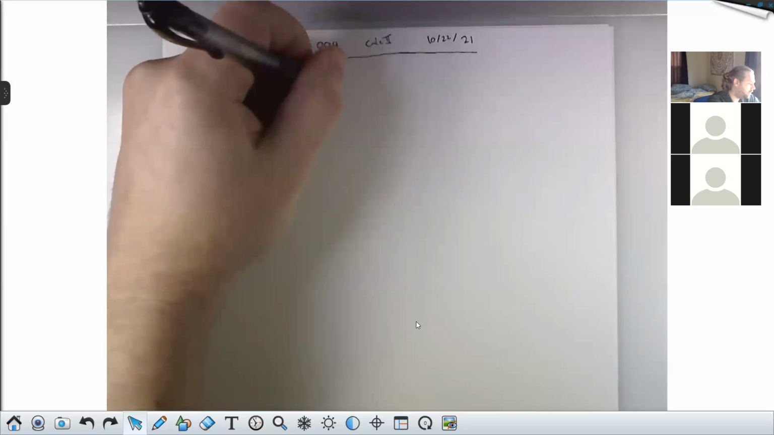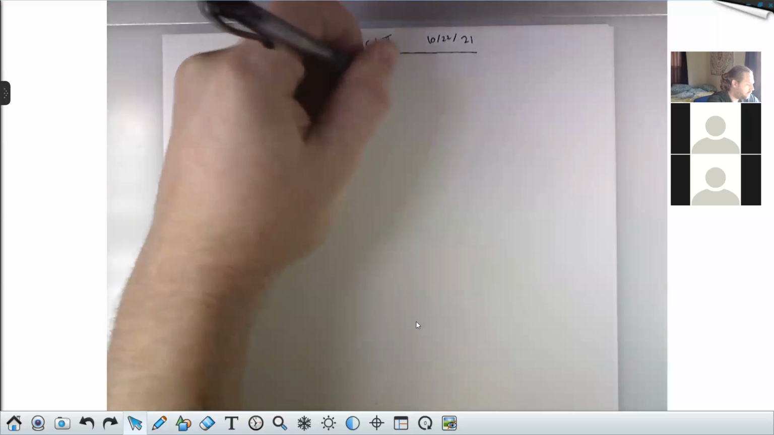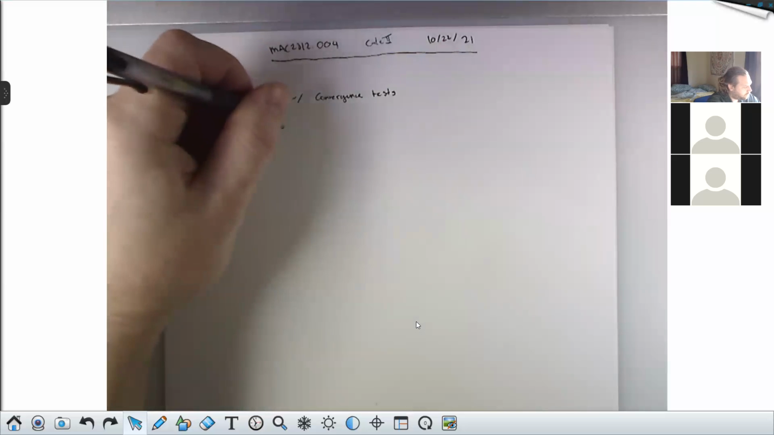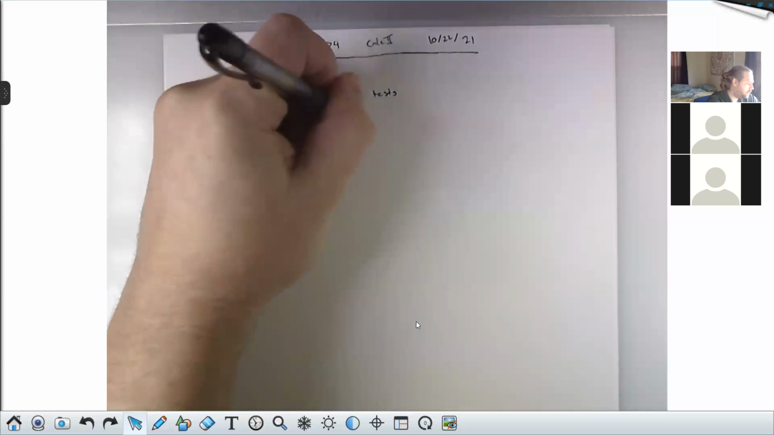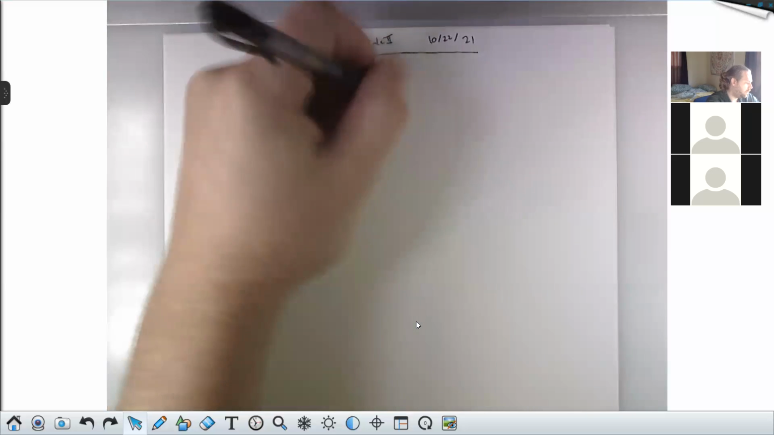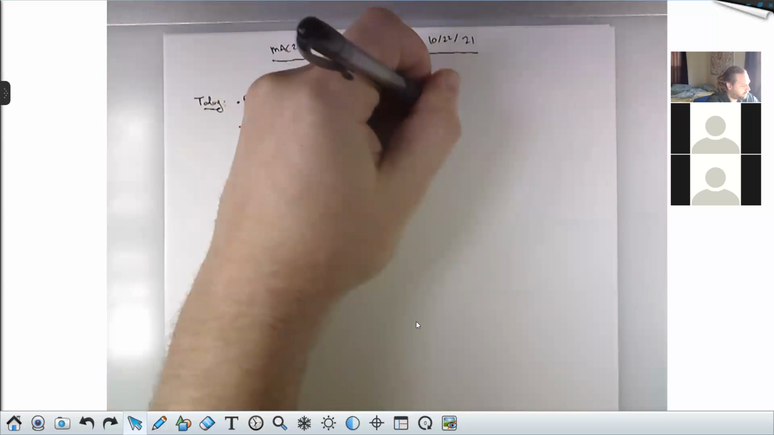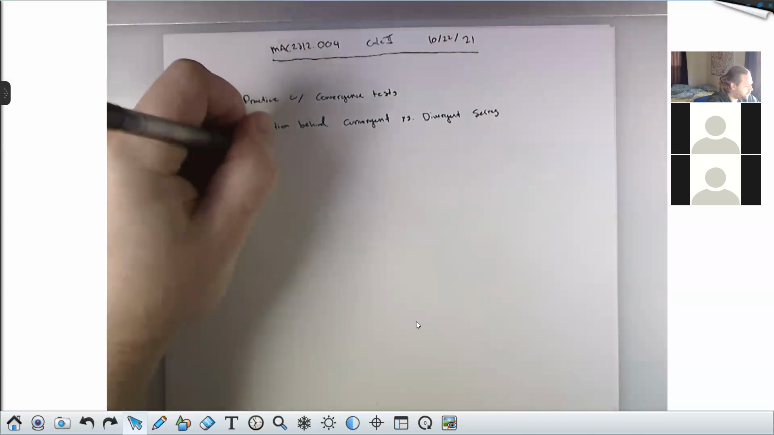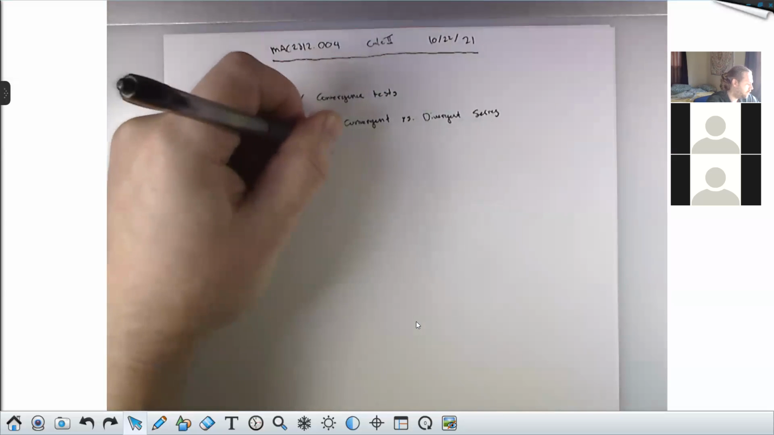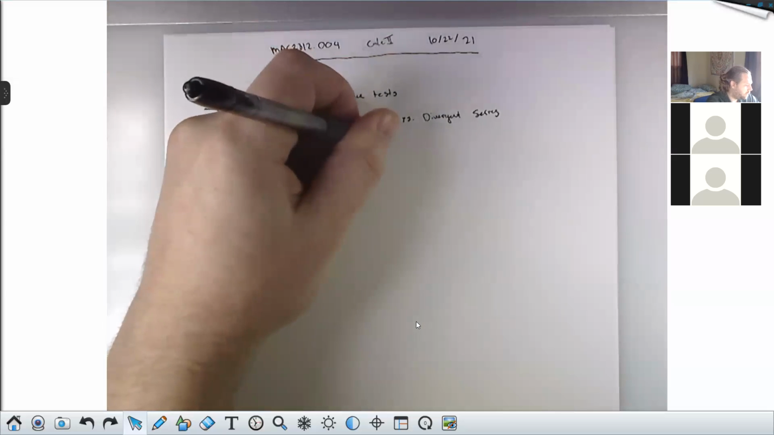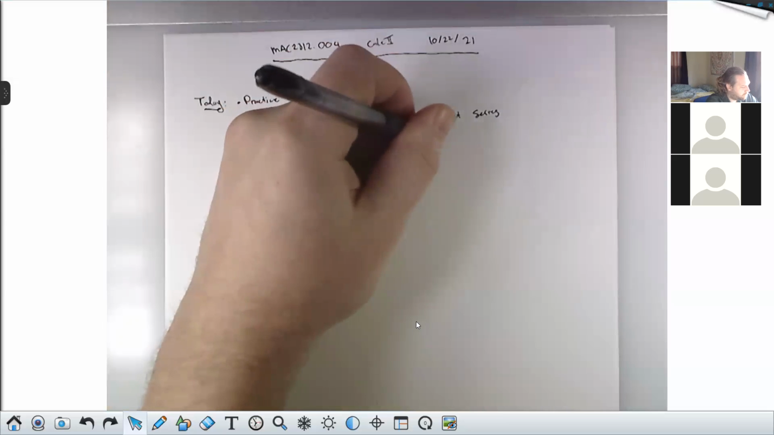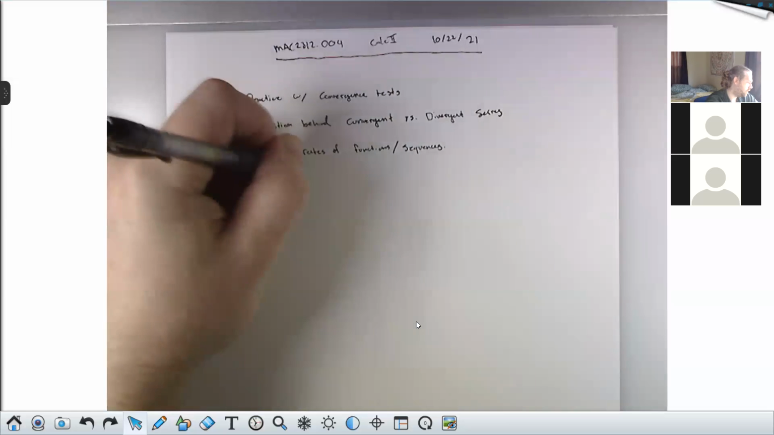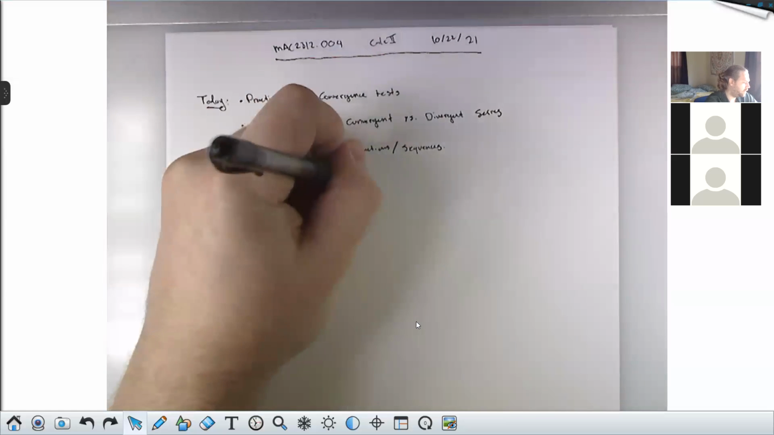So today, practice with our convergence tests. Intuition behind convergent versus divergent series. Something called growth rates. Functions. More specifically, sequences. Remember, sequences are functions. They're just functions whose domain is whole numbers. And then maybe an introduction to section 11.5 on alternating series.